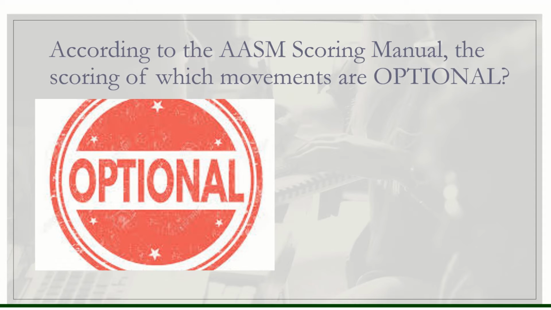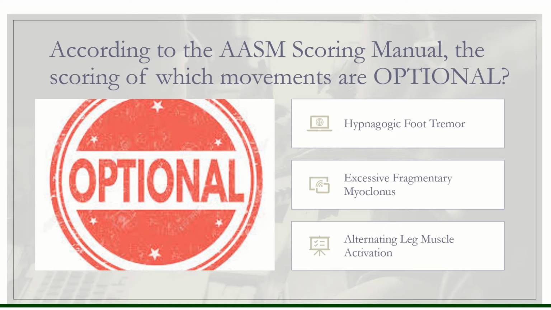Or do you think any of them are optional, or are all of them recommended? I think a better question is, if you do think that any of them are optional, which ones are optional for us to score? Which ones do we not have to score? All right, so it's only 3. 3 of the 7 listed in our manual we do not have to score. We do not have to score HFT. We do not have to score EFM. And we do not have to score alternating leg muscle activation.